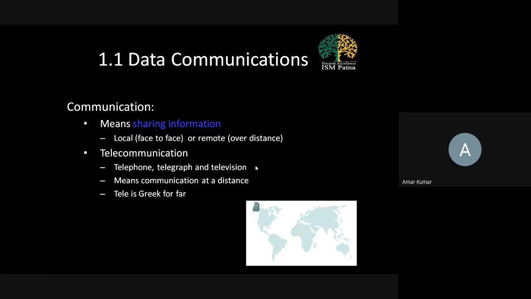What about telecommunication? Telecommunication means communication at a distance. It can be from devices like telephone, telegraph, and television. Tele in Greek is used for far.